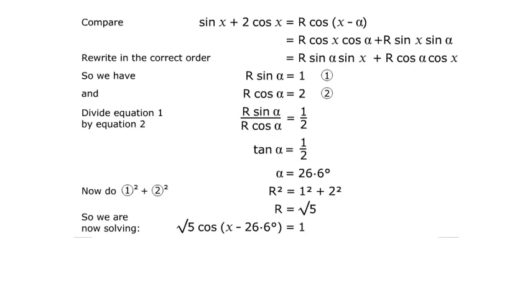So the first thing to do, which I won't go through in detail because we've done a few now, is to write the left-hand side in the form R cos(x minus alpha). So there are the workings, how to get the form. And R turns out to be root 5, and alpha turns out to be 26.6. So the left-hand side is root 5 cos(x minus 26.6). And then in the question, it had equals 1, so if we put that as equals 1, we can now move on to solve that equation.